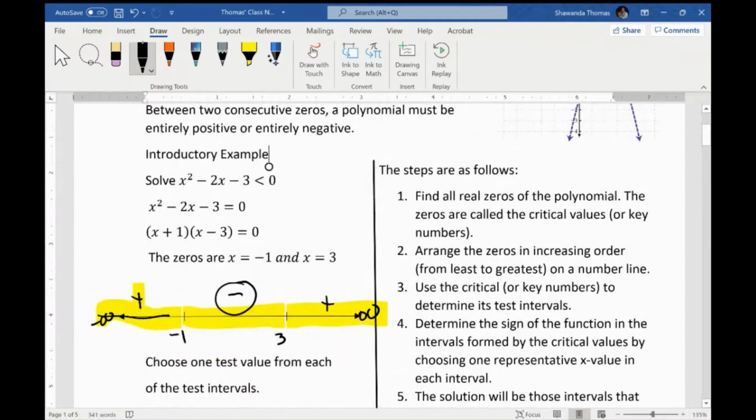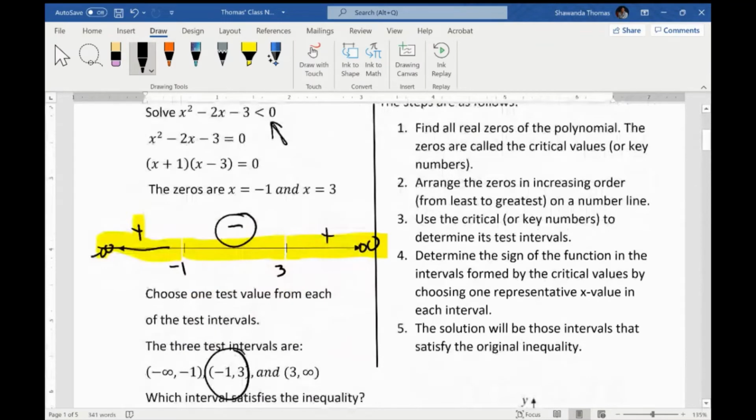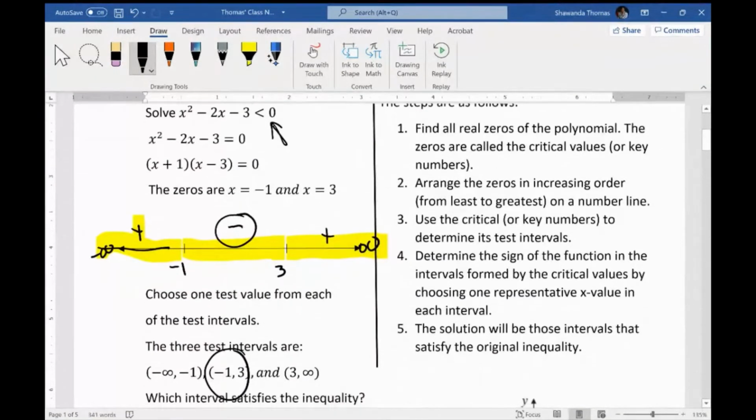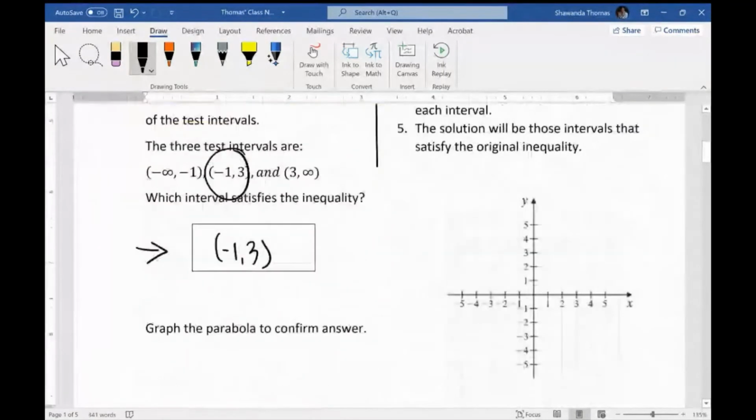I guess we need to go back to what inequalities mean. What type of numbers are less than 0? The negative numbers. So that's why we're testing to see which interval will give us negative numbers.